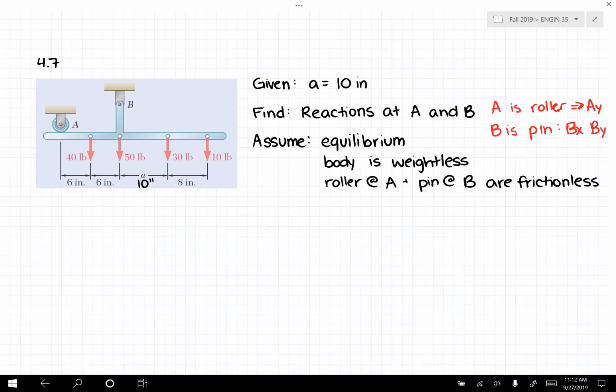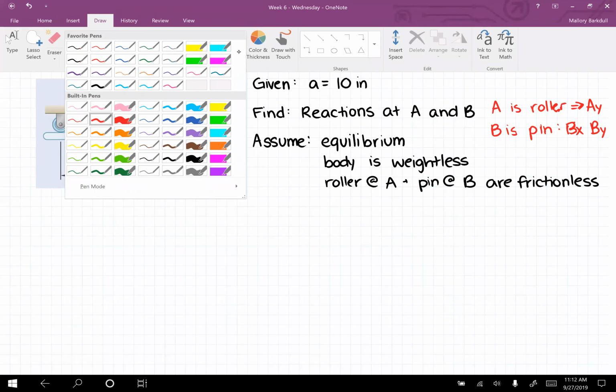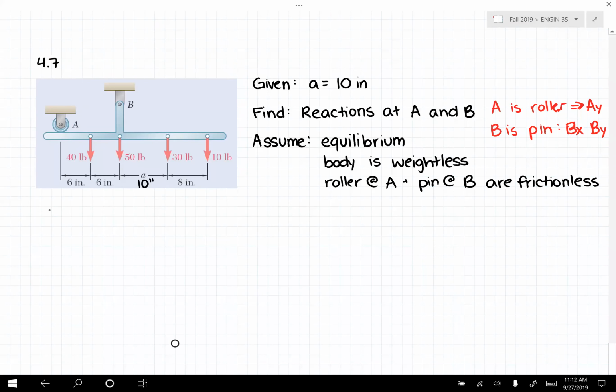But before we can solve for our unknowns and write our equations, we need to draw our free body diagram. I'm going to start drawing my free body diagram by freeing the body from its connections at A and B. So I'm just going to draw the object here.